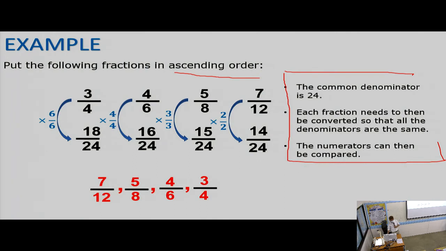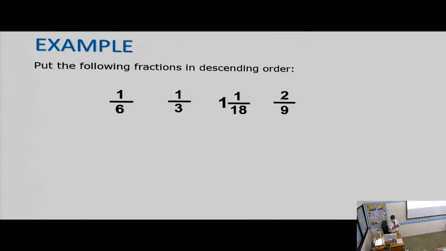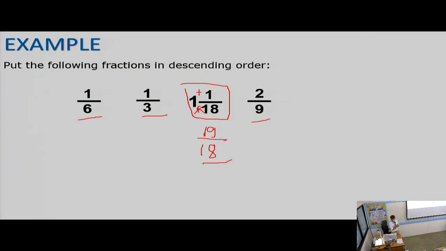Okay, again, this one, the LCD is 24. Any LCD, least common denominator. How about this one? The LCD is 18. Okay, now do it. The common denominator is 18.